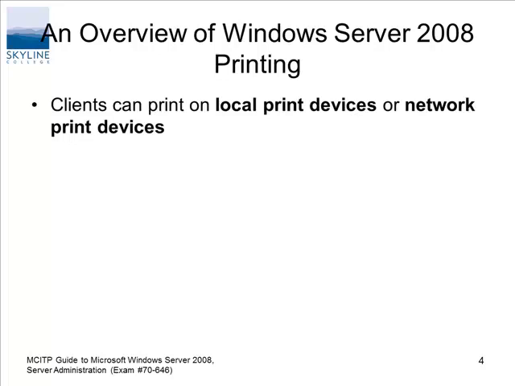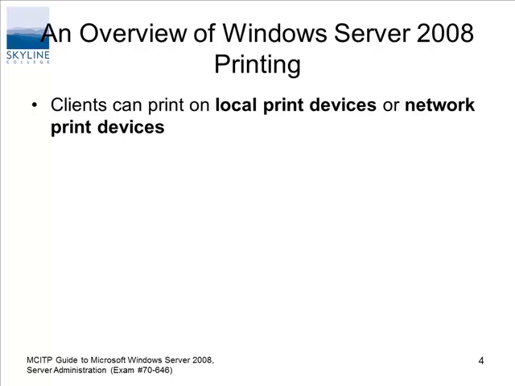Clients can print on local devices or network print devices. Overview, we know that. We've seen that. You installed a local device via an IP address in Windows 7. You need to do the same thing in this one because, again, we don't have anything connected via a parallel cable or a USB cable or a serial cable. Any of those things can be used for a printer. Bluetooth devices have become more and more popular for all of these things.